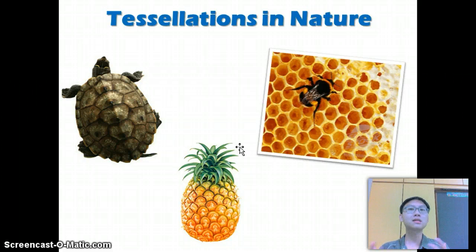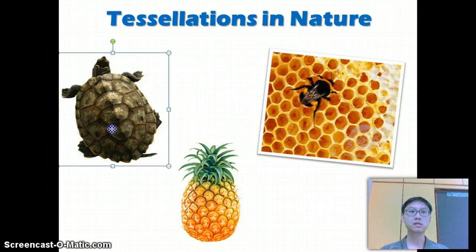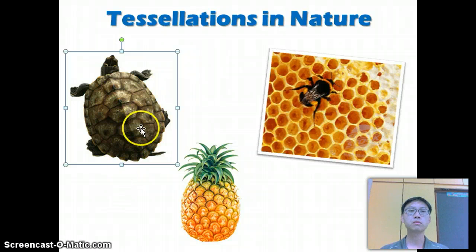Now in tessellations, just like symmetry, we can find tessellations all around us. Wherever you look, you can actually find tessellations. In nature, you can see something like this tortoise, sorry, this is a beehive, the inside of a beehive, and there are also tessellations in a pineapple. So tessellations can be found everywhere in nature.